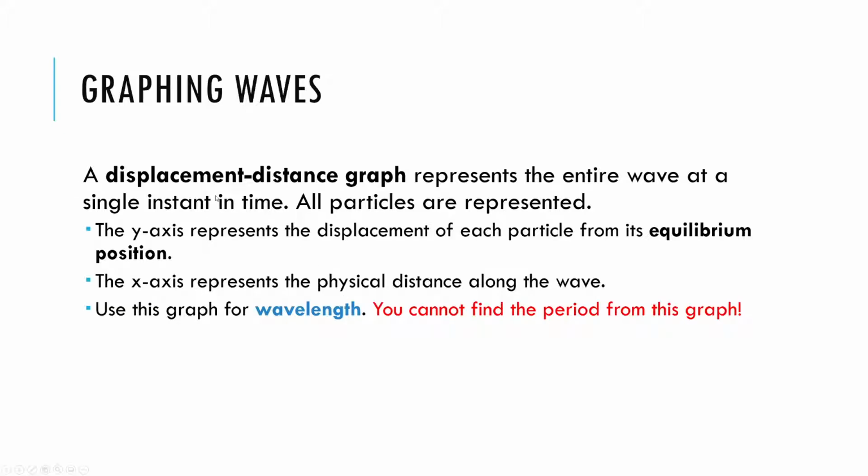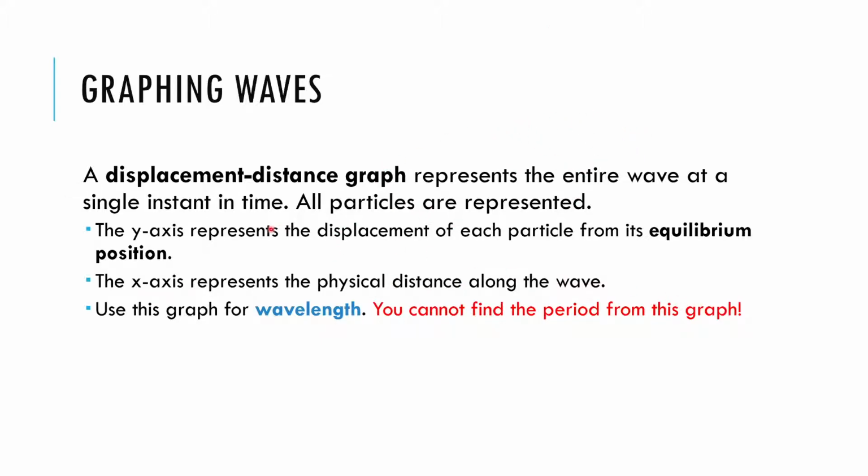You'll have displacement on your y-axis and distance on the x. So y is the displacement of each particle from equilibrium like normal, and x is distance along the wave. This graph then will give you wavelength because you could measure the distance on x from peak to peak. But there is no information at all on this graph about period. So if you look at this graph and try and get the period, you're out of luck.